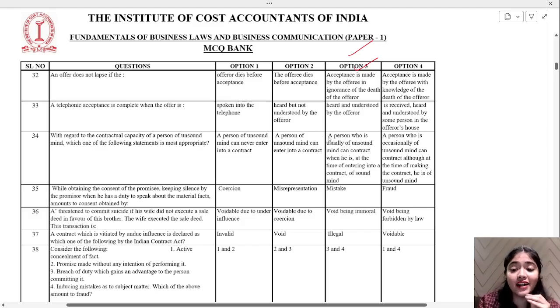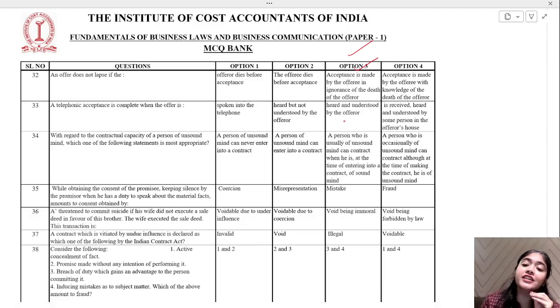Which one will be the correct one over here? Heard and understood by the offerer. When the offerer, the intended person, hears it, then only it is telephonic acceptance.